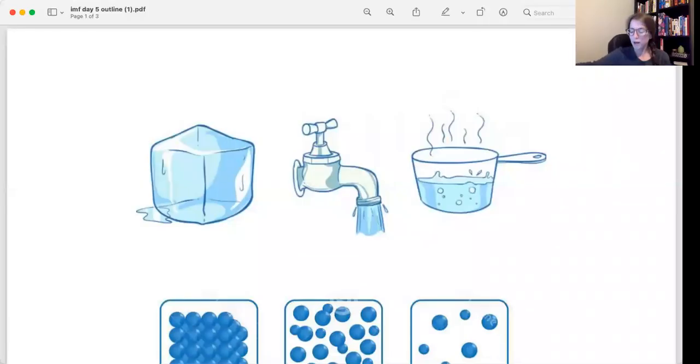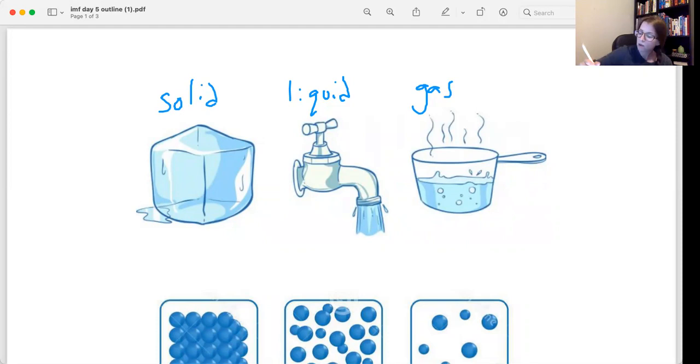Okay, so what we have here is a picture of ice, water, and steam, or looking at water in its solid state, in its liquid state, and in its, we would say, gaseous state. So how do you have an ice cube turn into liquid water? You add heat and it will melt.